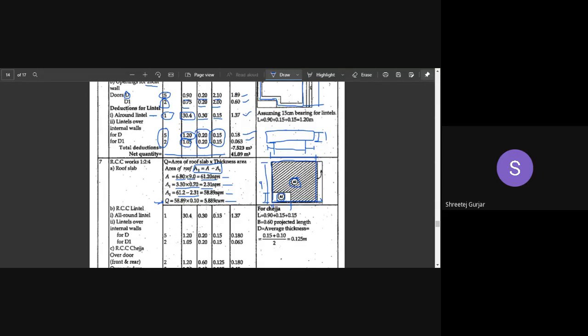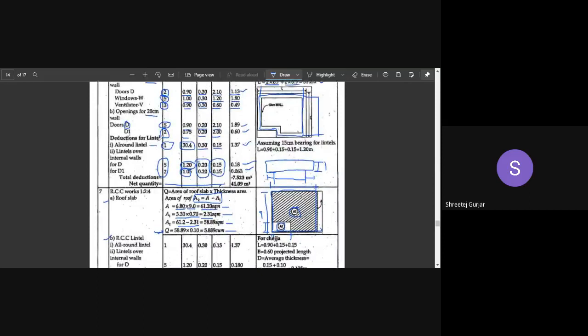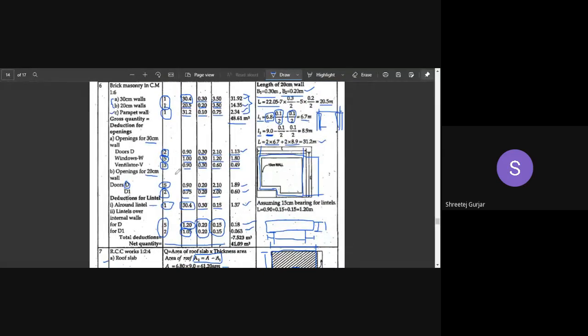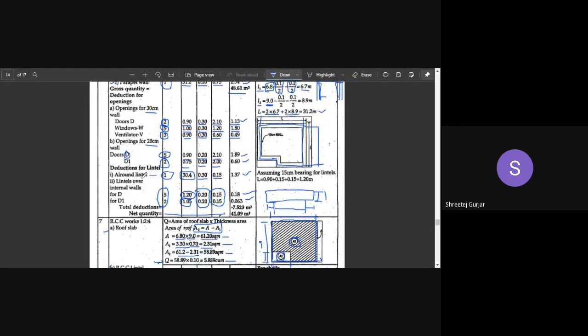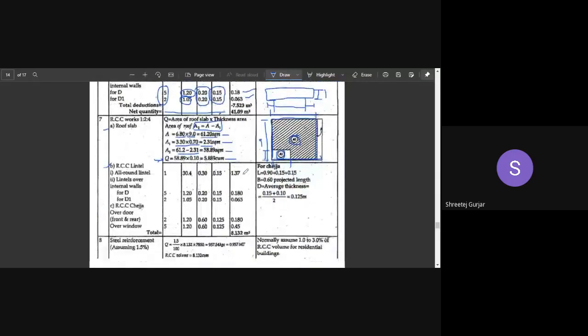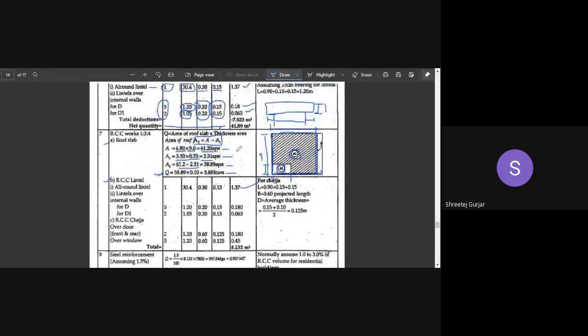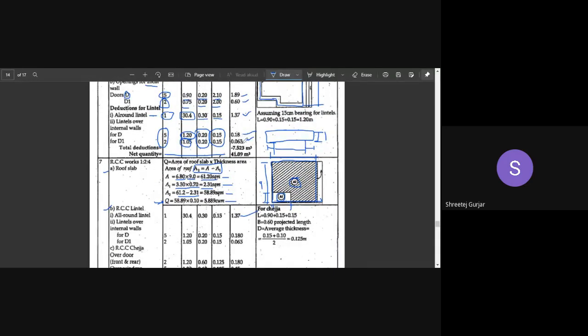Now coming to RCC lintel, we have done the calculation for roof slab. Now we will do the calculation for RCC lintel. The lintel calculation is the same which we have done here. All around lintel, you can see it is 1.37, same calculation, for your RCC lintel calculation. Okay, so we are done with the RCC lintel calculation.